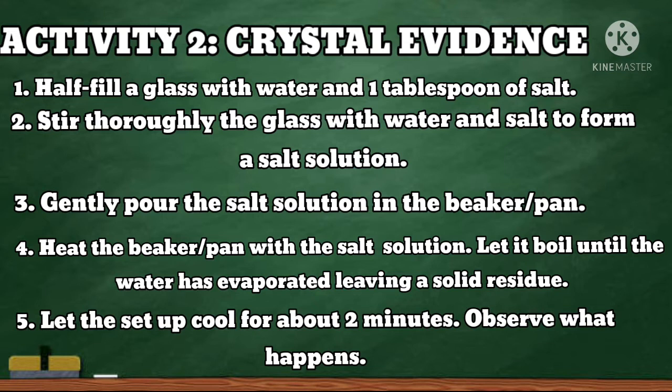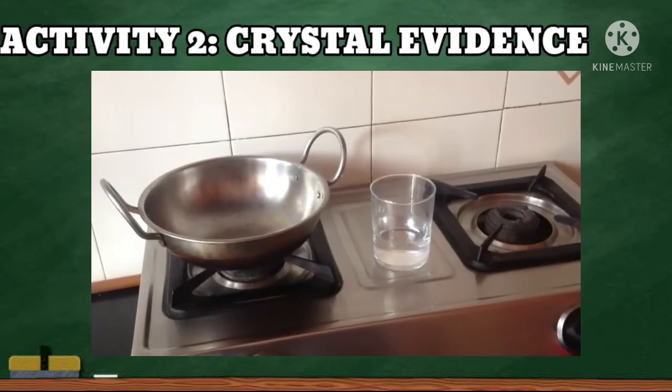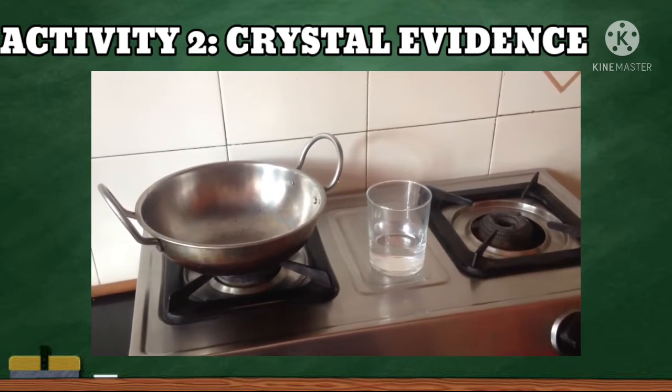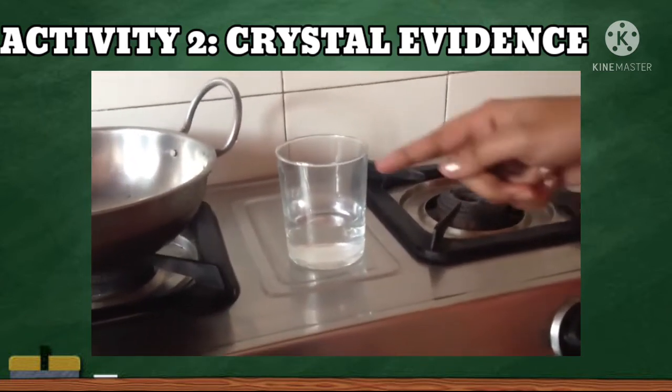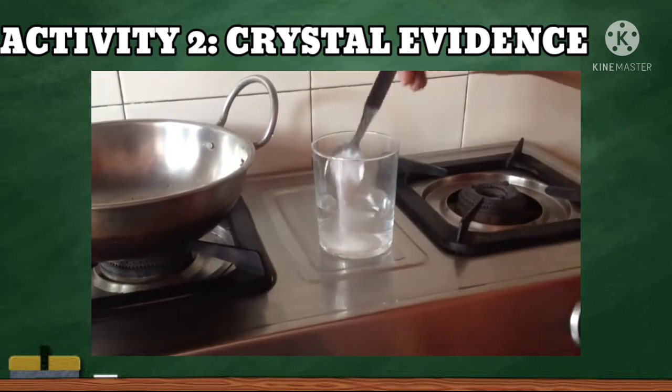First, half fill a glass with water and 1 tablespoon of salt. Second, stir thoroughly the glass with water and salt to form a salt solution. Next, gently pour the salt solution in the beaker or a pan. Number 4, heat the beaker or a pan with the salt solution. Let it boil until the water has evaporated, leaving a solid residue. And the last procedure is, let the setup cool for about 2 minutes and observe what happens. In this activity, we will demonstrate how to separate salt solution by the process of evaporation.